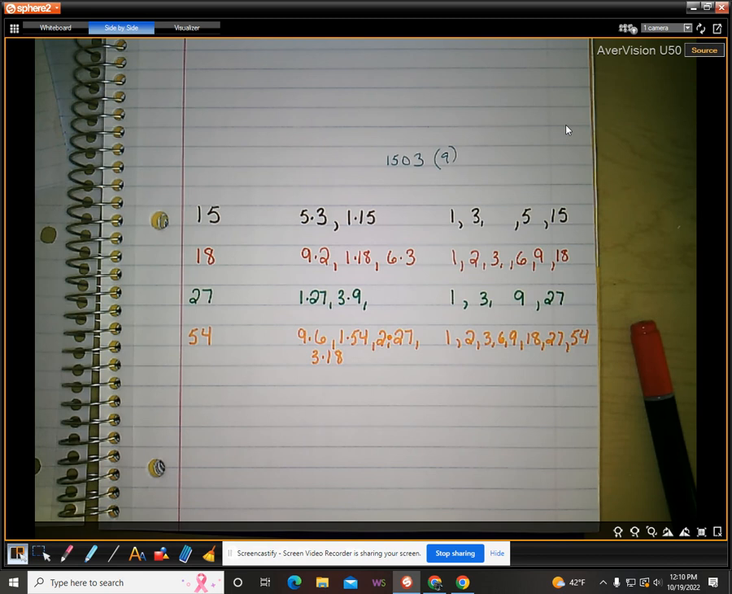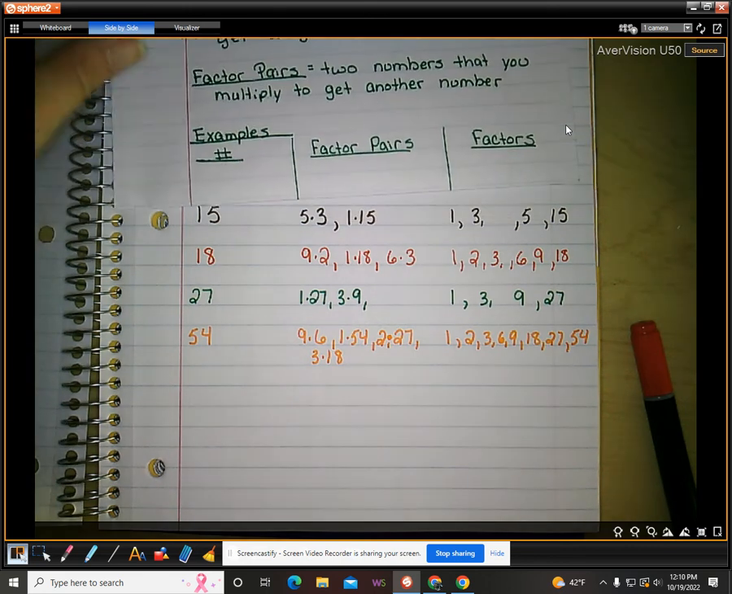Factors and factor pairs go right together. All right. Factors are all the numbers you can multiply to get that number. Factor pairs are the sets of numbers that you're actually multiplying. Okay.